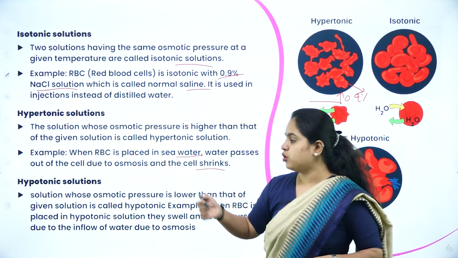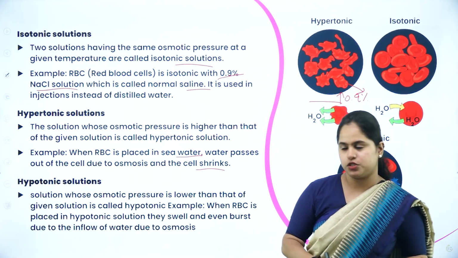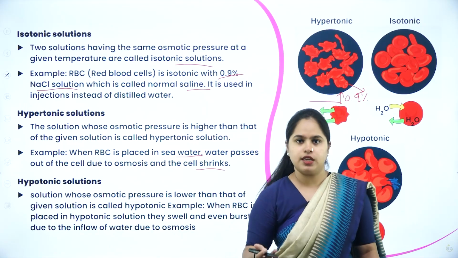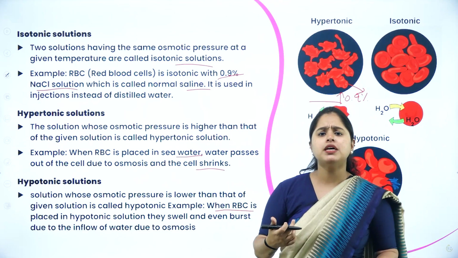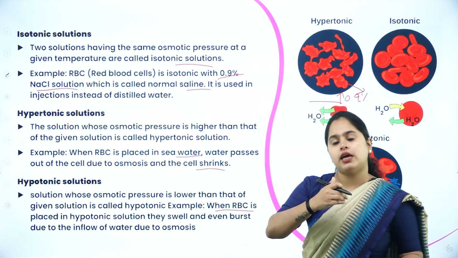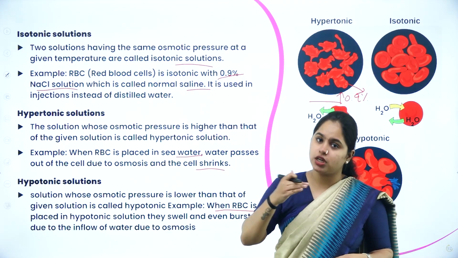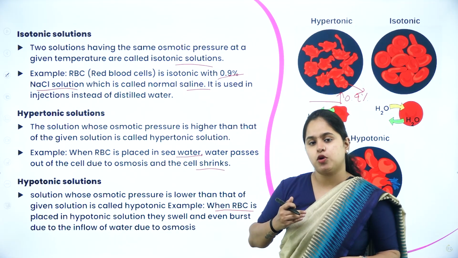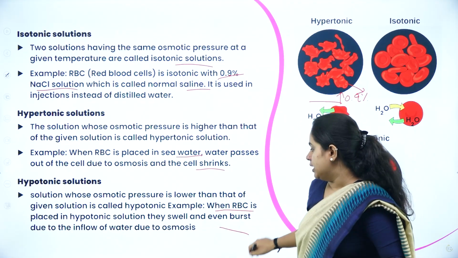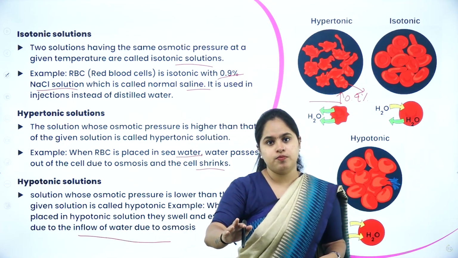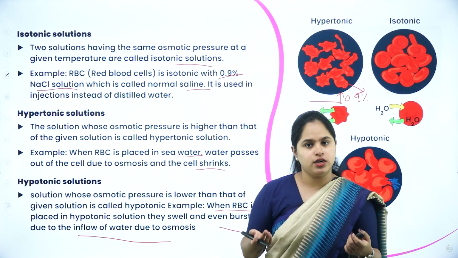Now let's discuss hypotonic solutions. Hypotonic solutions are solutions which have less osmotic pressure than the given solution. Osmotic pressure will be lower than that of the given solution. In the same way, when red blood cells are placed in a hypotonic solution, what happens? If the red blood cell is kept in a solution with osmotic pressure less than 0.9% sodium chloride, that is, a concentration less than 0.9% sodium chloride, the water will flow into the cell because of osmosis, and to an extent it bursts also. That is also a dangerous situation.